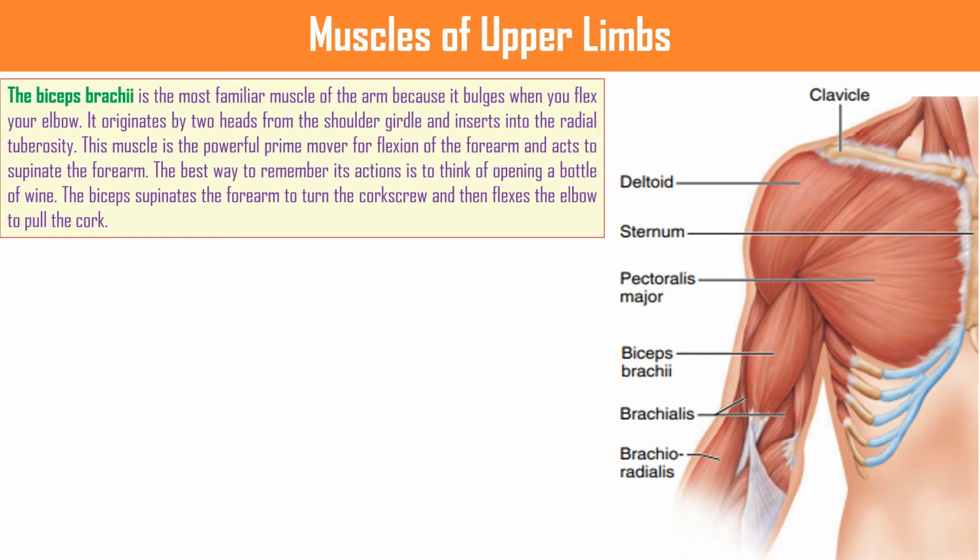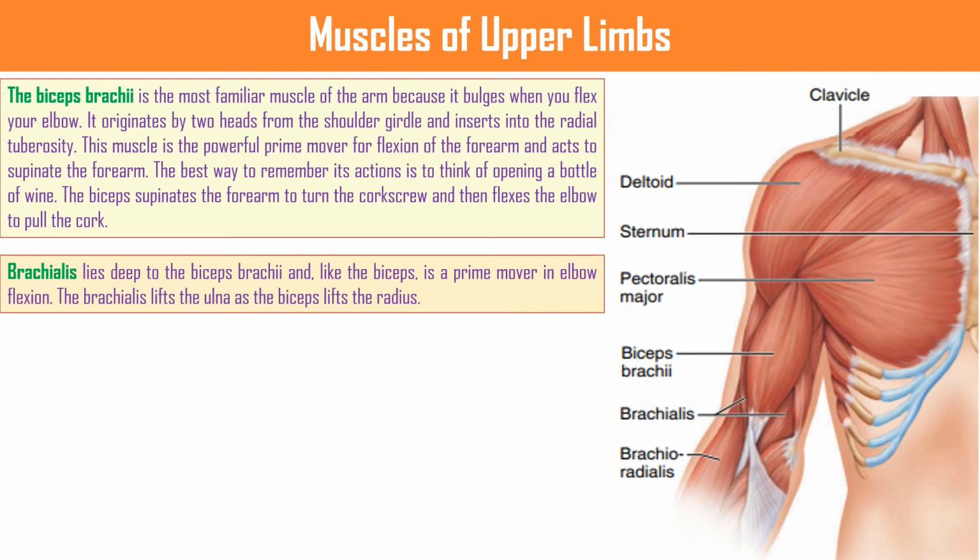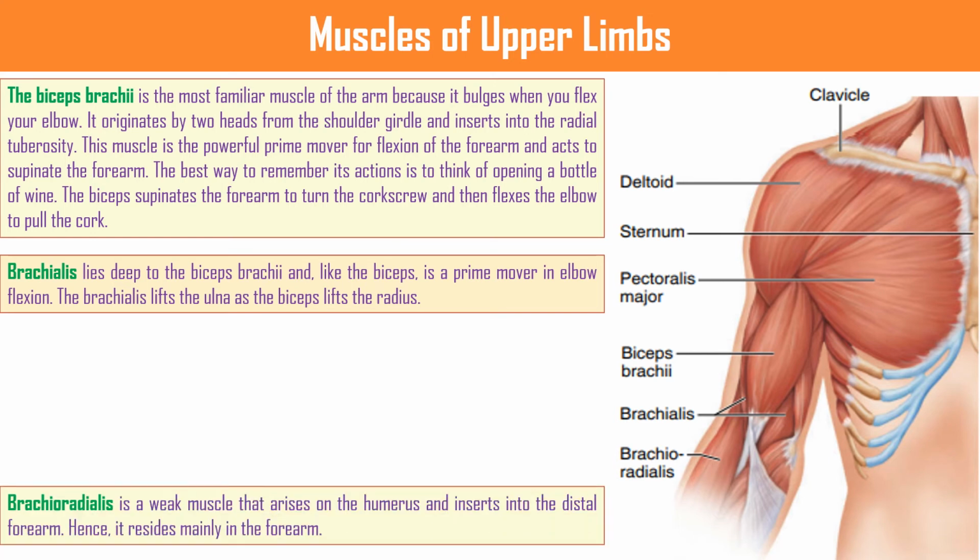The best way to remember its action is to think of opening a bottle of wine. The biceps supinate the forearm to turn the corkscrew and then flex the elbow to pull the cork. Next is brachialis. This lies deep to biceps brachii, and like the biceps is a prime mover in elbow flexion. The brachialis lifts the ulna as the biceps lifts the radius.